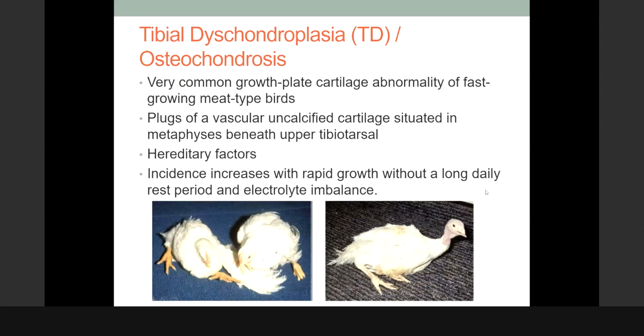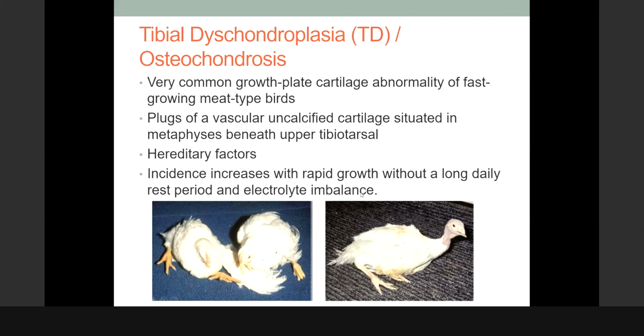Next one is tibial dyschondroplasia or osteochondrosis. As the name implies, chondro is related to cartilage, osteo is bone, and plasia is growth. So tibial dyschondroplasia is an abnormal growth of the cartilage. It's a very common growth plate cartilage abnormality of fast-growing meat-type birds, which leads to a plug of vascular uncalcified cartilage situated in the metaphysis beneath the upper tibial-tarsal bone.